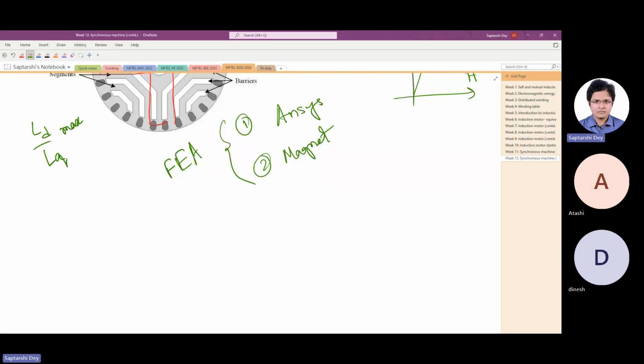Okay, and then you have to model. The result of your finite element analysis software very much depends on how accurate your modeling is. The software doesn't make a mistake. It depends on how accurate your modeling is.